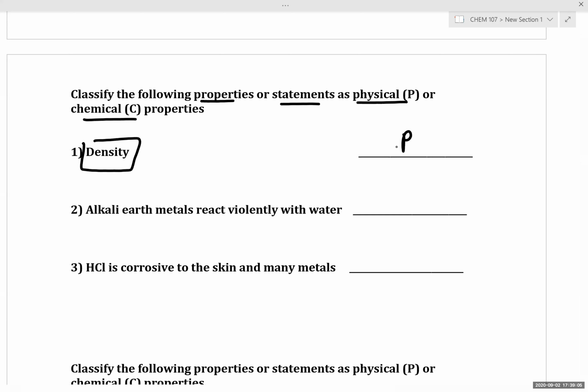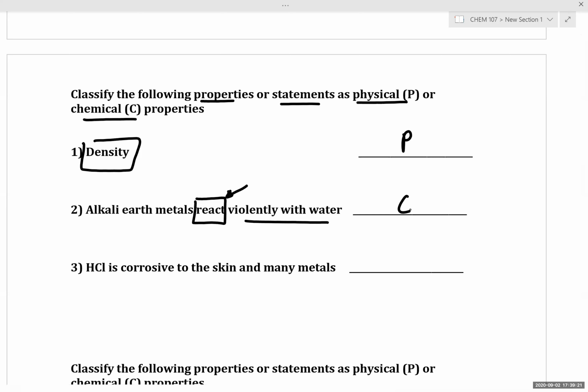The next statement: alkali earth metals react. I see the keyword react. They react violently with water. So this keyword react tells us we're dealing with a chemical change.